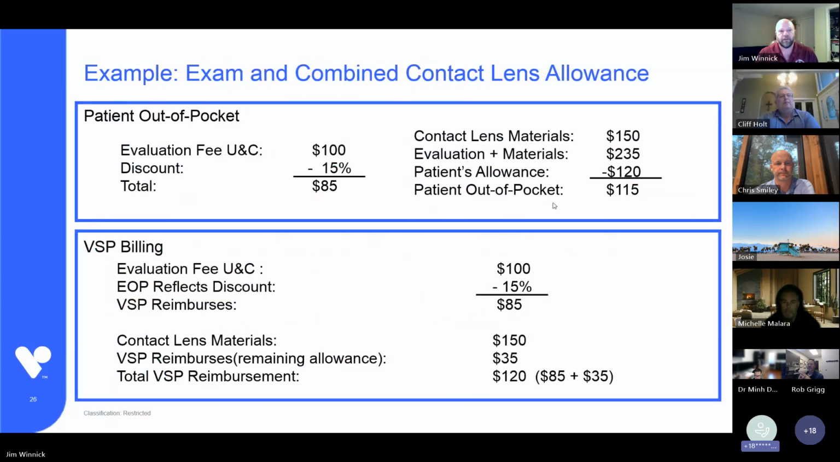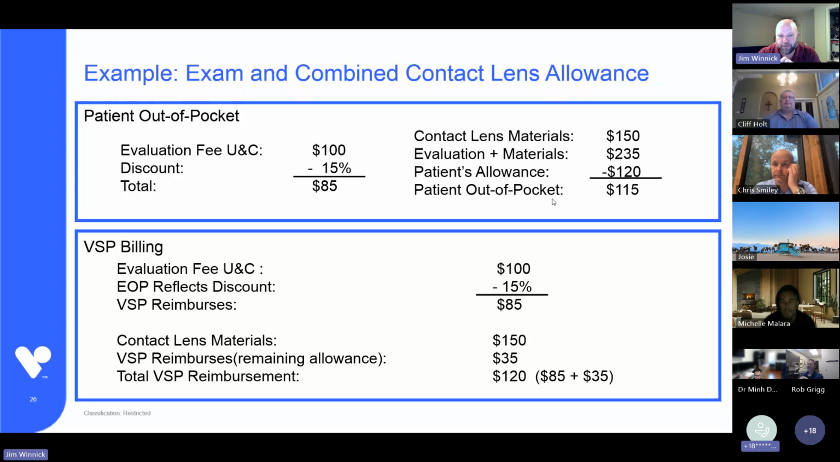So let's do some math. Here's a typical case where we're doing a fitting and the patient is also getting material. So we have an evaluation fee of $100 and we have $150 worth of materials. So we've taken our 15% off our evaluation fee. We've got a combined amount of $235 for the evaluation and materials with a patient allowance of $120, which leaves a patient out-of-pocket cost of $115. So your staff at checkout should be doing that calculation and collecting that $115 from the patient.